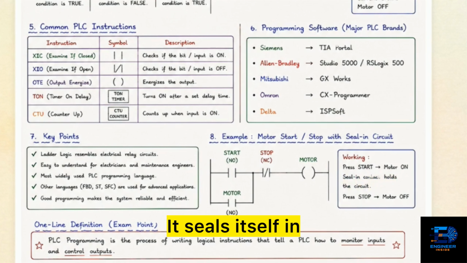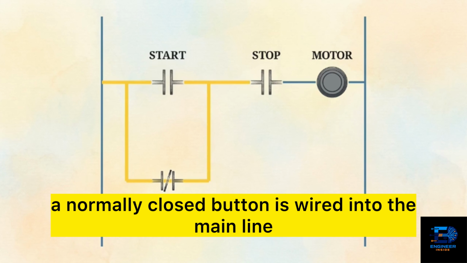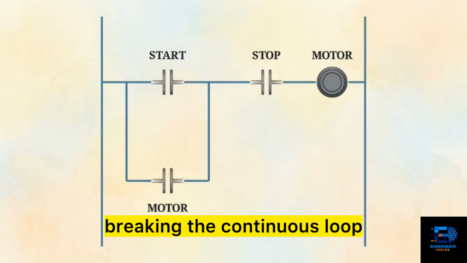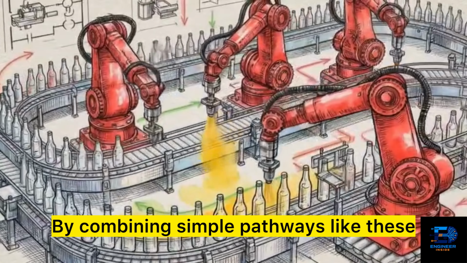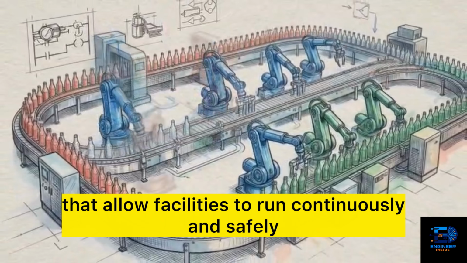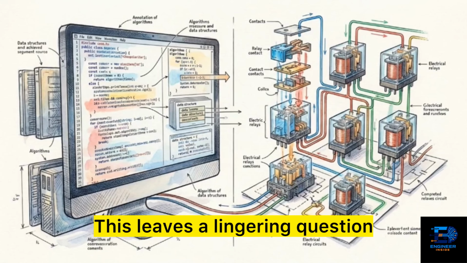It seals itself in. To safely stop the machine, a normally closed button is wired into the main line. Hitting it forces the circuit open, breaking the continuous loop and killing the power. By combining simple pathways like these, programmers build the highly complex logic sequences that allow facilities to run continuously and safely. This leaves a lingering question.